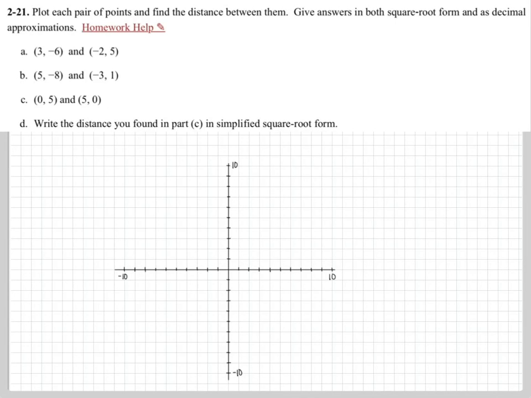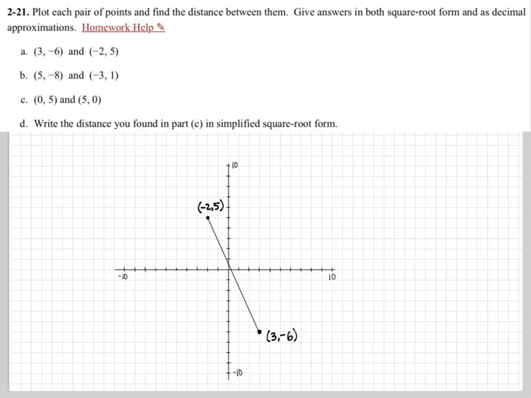This is Algebra 2, problem 2-21. In this, we're to graph these 2 points. We've got 3 different problems. Graph these 2 points and then find the distance between them. So first thing I do is I graph the 2 points. We're trying to find that distance between them.